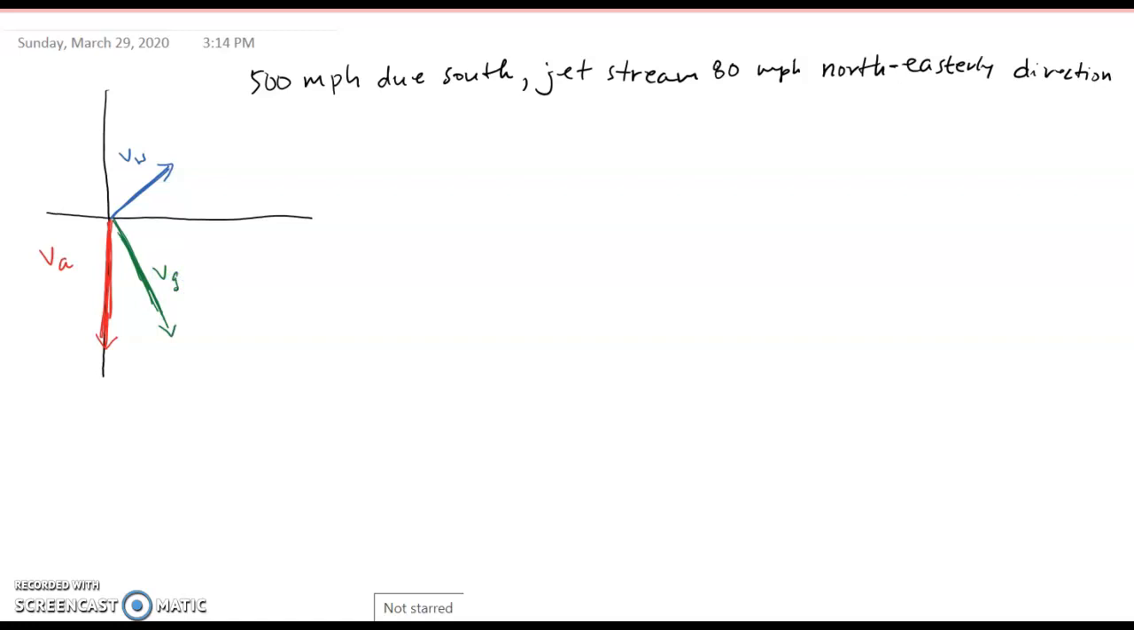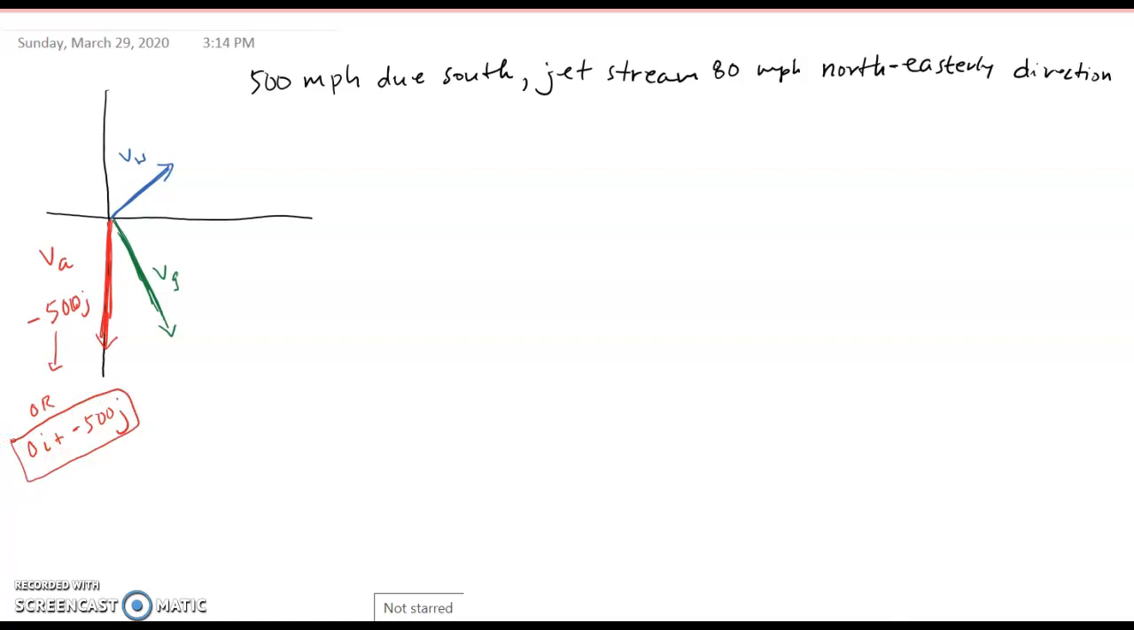Okay. Now, for the red one, since it's just due south, using the component form, it's negative 500j, right? Or, technically, this comes from 0i plus negative 500j. All right? So we're going to keep that in mind. This actually is going to be useful in one of the other steps.